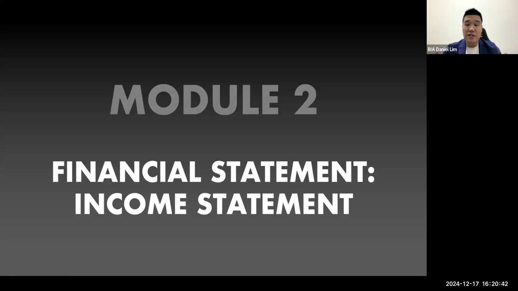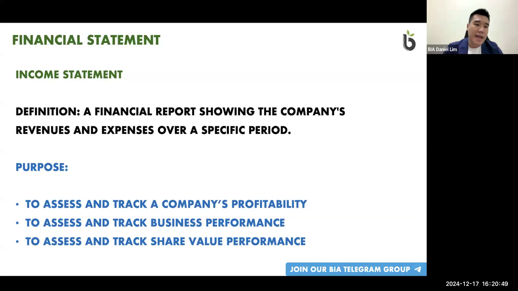After going through the financial statements overview, this round I'll be talking about the income statement. So what is an income statement? An income statement is a financial report showing the company's revenue and expenses over a specific period.